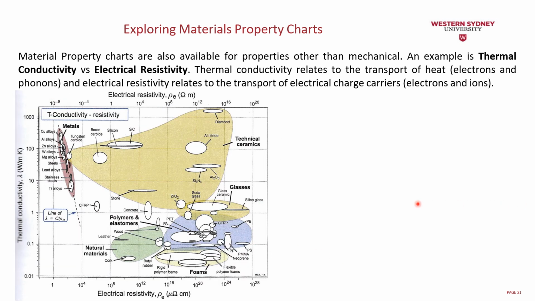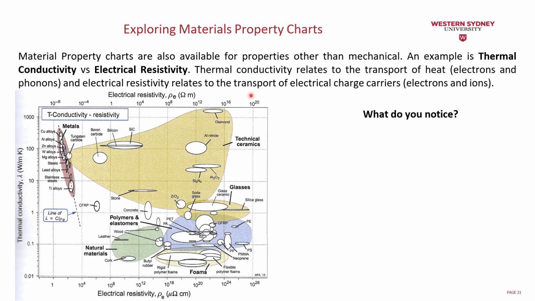Now, material property charts are also available for properties other than mechanical. For example, I can have thermal conductivity against electrical resistivity. We talked about those two parameters. Thermal conductivity relates to the transport of heat by electrons and phonons, and electrical resistivity relates to the transport of electrical charge carriers, like electrons and ions.